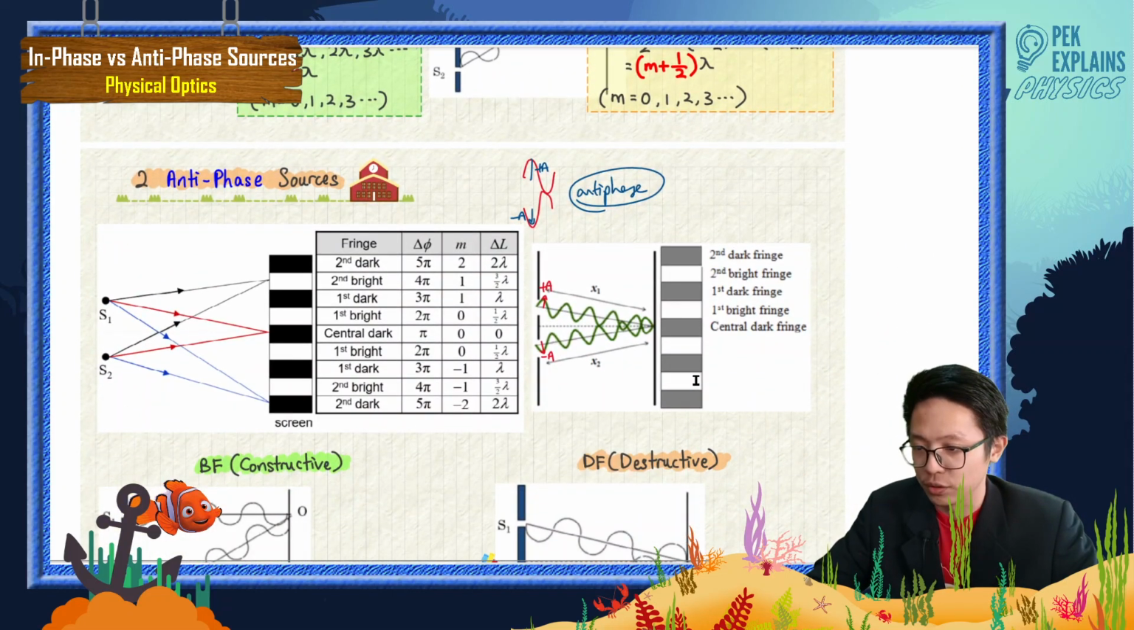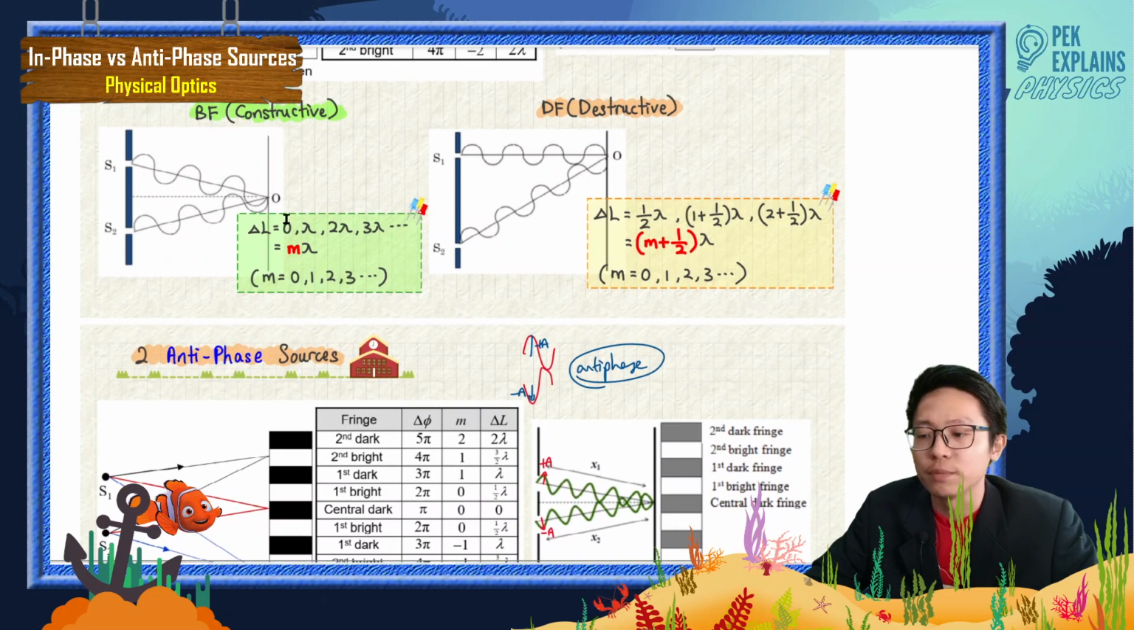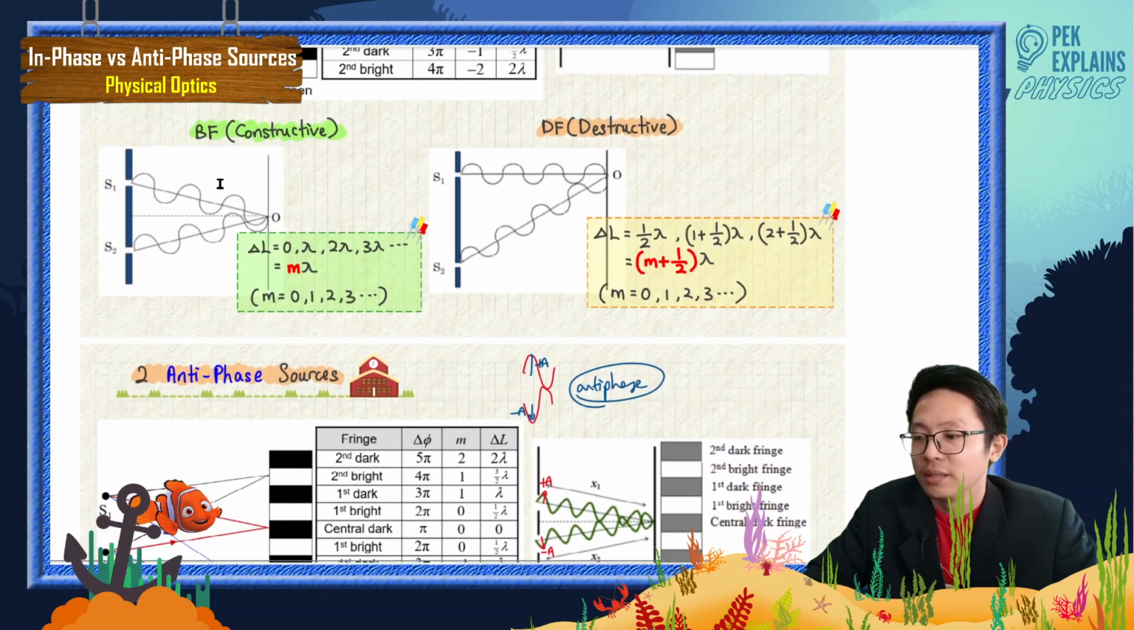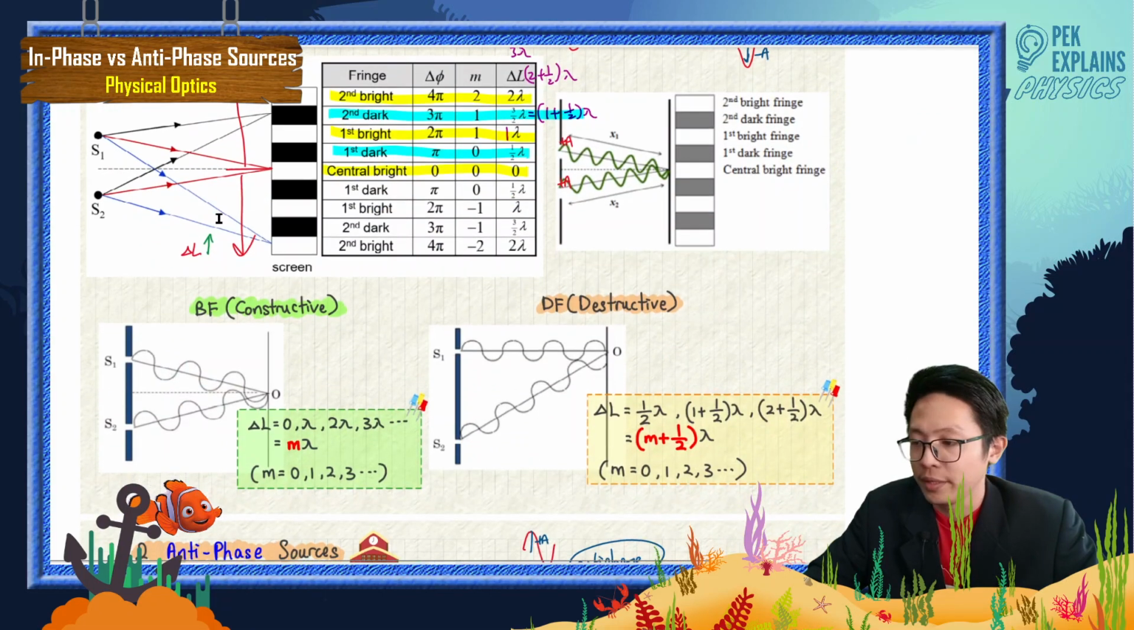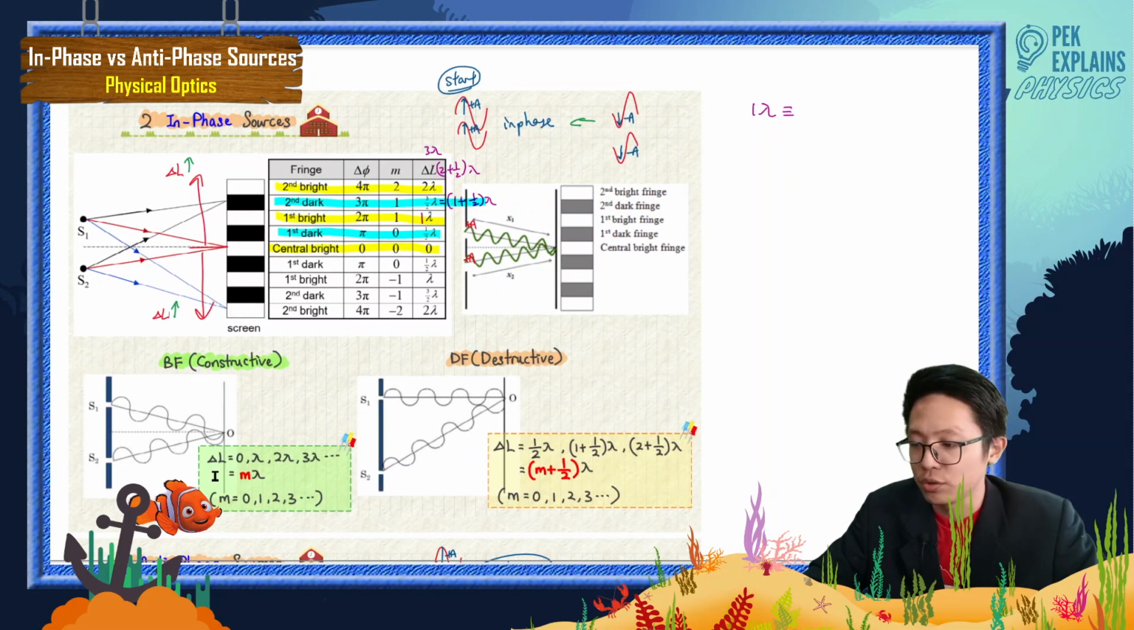But for antiphase sources, what is antiphase? It means we start off in opposite directions. So for antiphase sources, the path difference conditions become opposite. That means m lambda, which used to be the bright fringe, now becomes the dark fringe, and m plus half lambda, which used to be the dark fringe, now becomes the bright fringe. That is what happens to antiphase sources. So you see, for in-phase sources, the bright fringe used to be m lambda.